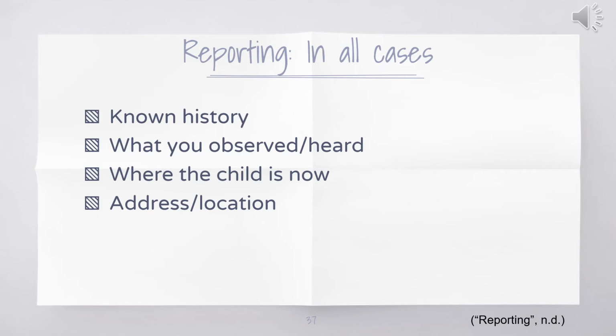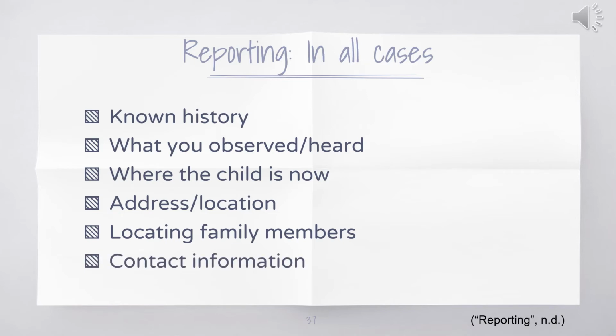You should indicate any additional information that may assist with locating the family members, including parent or caregiver work location, school or daycare location of the child, frequent places visited by the family, such as a park, church, or a relative's home. And you should provide contact information of anyone that may be able to provide additional relevant information.